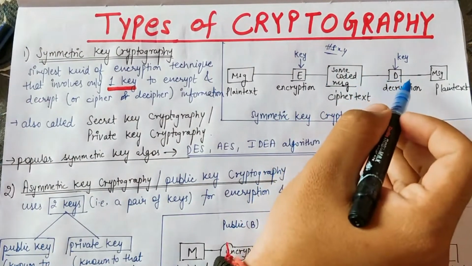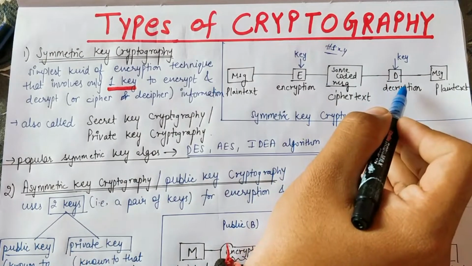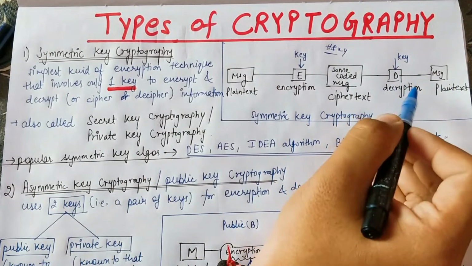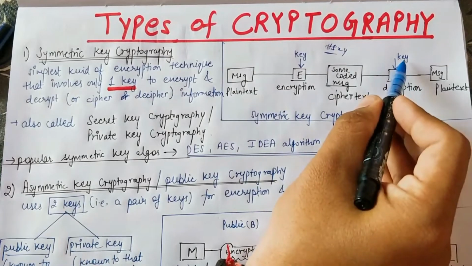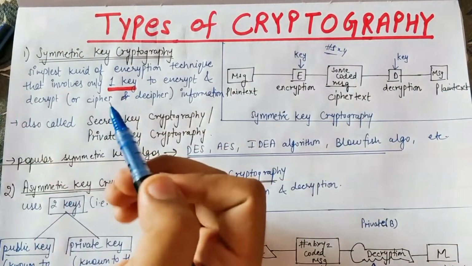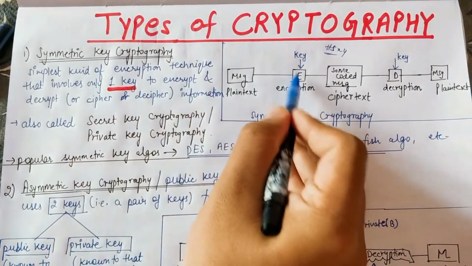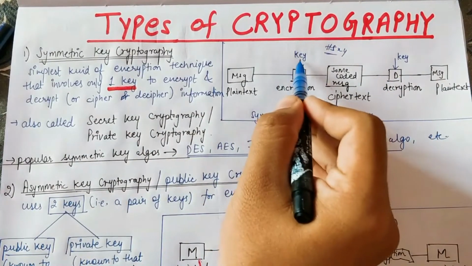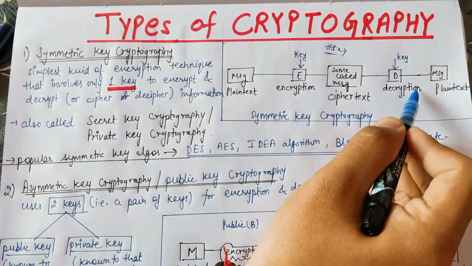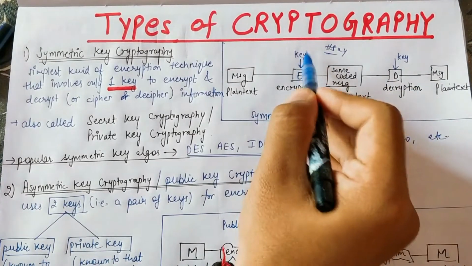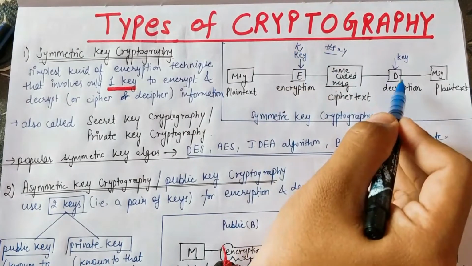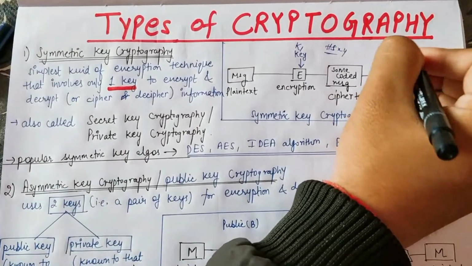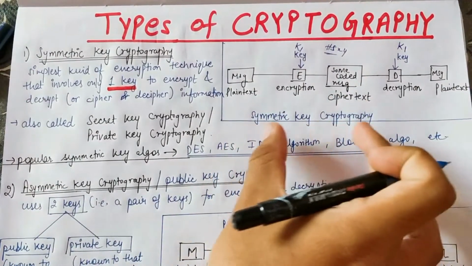Then afterwards, to decrypt that information, okay, we'll use some algorithm and we will decrypt the information using the same key. Okay, so symmetric key, that means we'll use only one key for encryption also and for decryption also. The key which we are using for encryption, that same key we will use for the decryption purpose as well. Okay, suppose this key is K1, so for decryption also we will use the same key which is K1. So this is the concept of symmetric key cryptography.